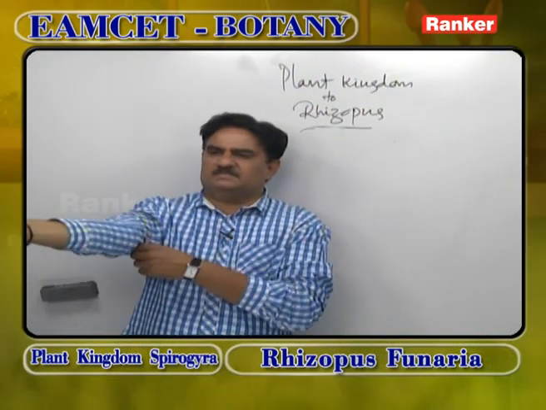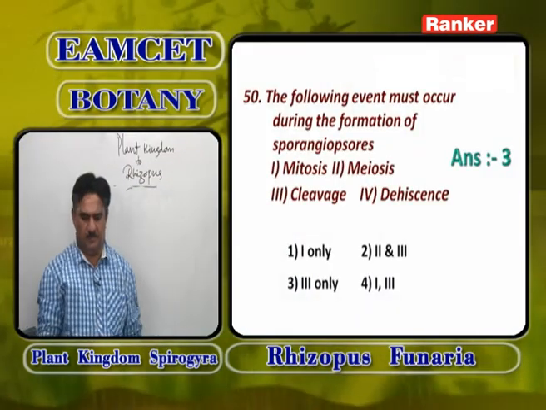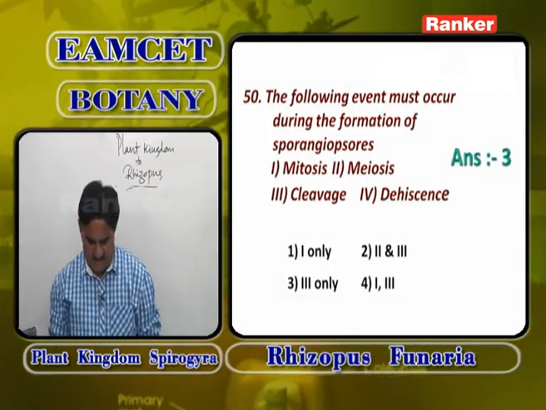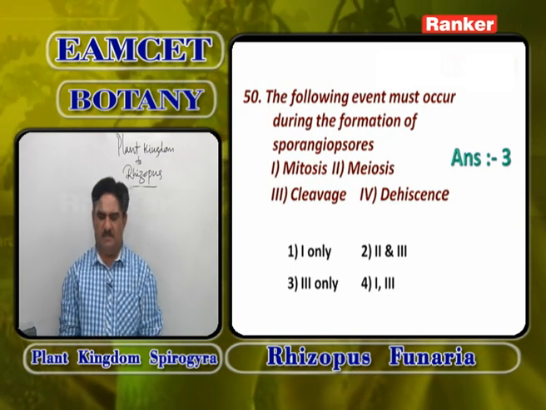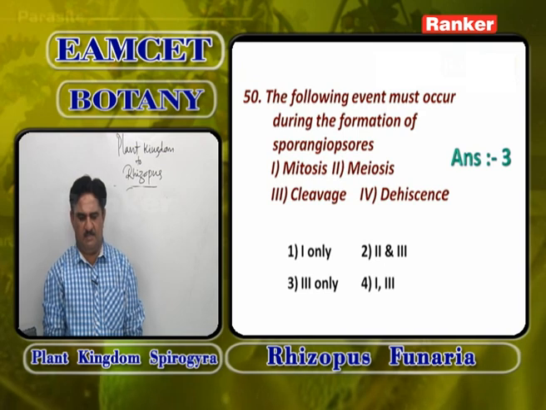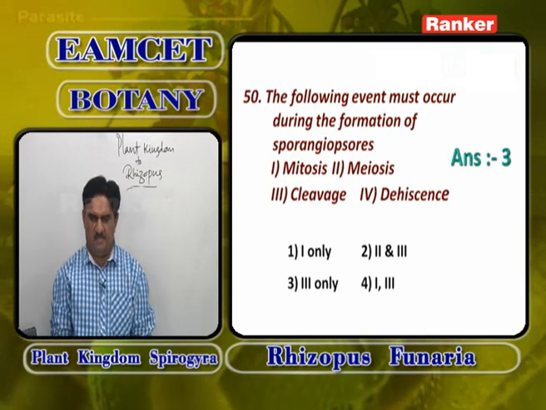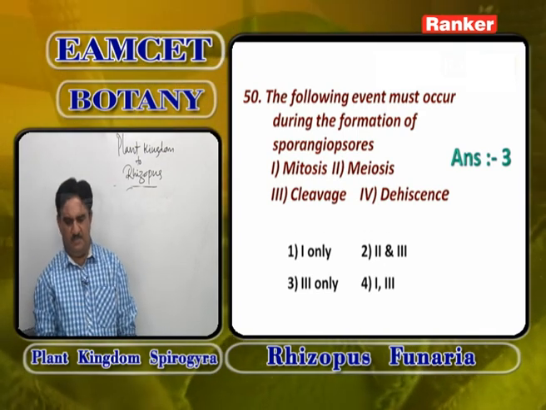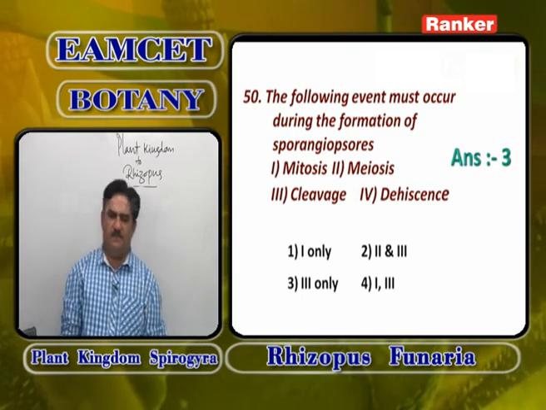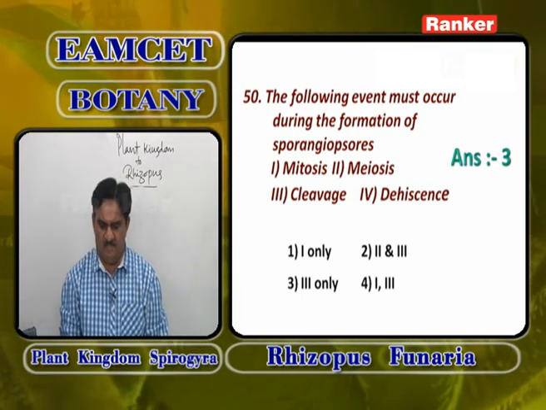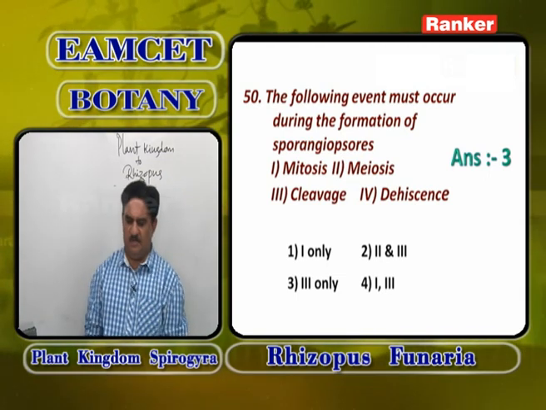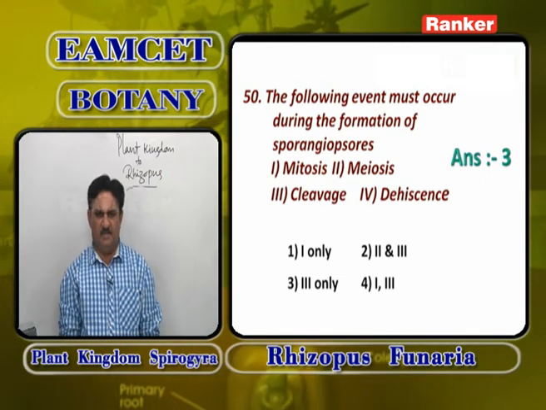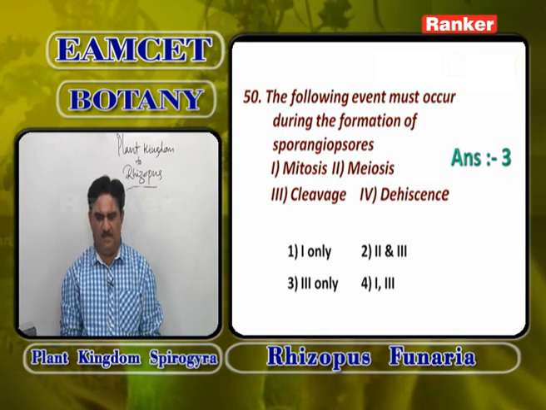Without cleavage, no question of irregular chambers. Without irregular chambers, no chance of formation of circular spores. So, the following events must occur during the formation of sporangiospore means cleavage. Cleavage must occur. Even mitosis does not occur, even meiosis does not occur. Dehiscence definitely occurs at maturity, but what should definitely occur during the formation of sporangiospores in the sporangium of asexual reproduction is cleavage. Cleavage must occur. So, 3 only.